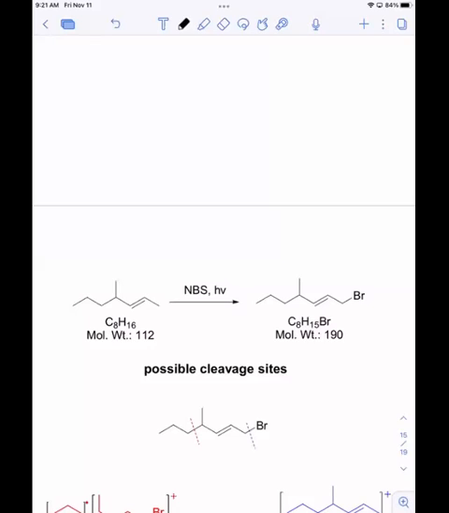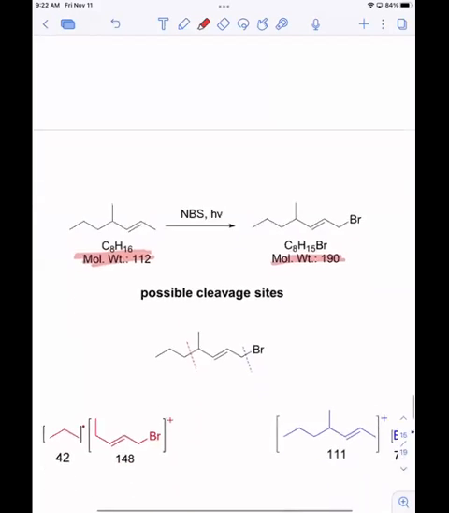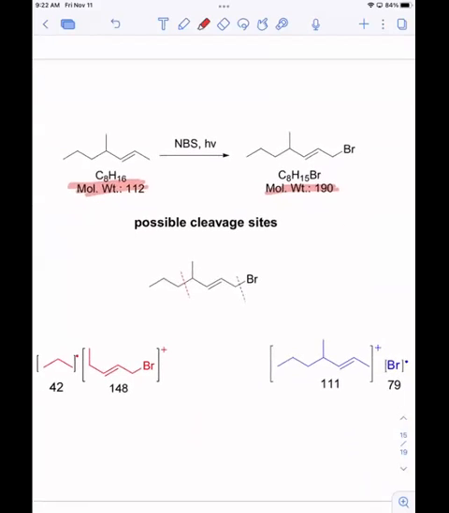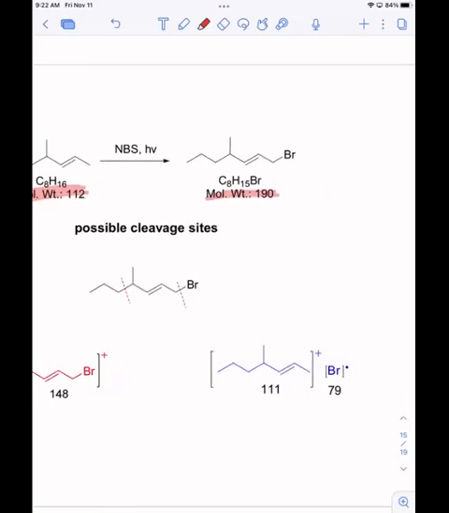Good. So if you did that, this is one way mass spec is used, right? The molecular weight of your starting material is 112. If I add in a bromine, the molecular weight goes up to 190. And if I say I have this allylic bromide, I need to prove it. So if I did a mass spectrum on that, what would the parent peak be? Where would the parent peak show up in the spectrum?